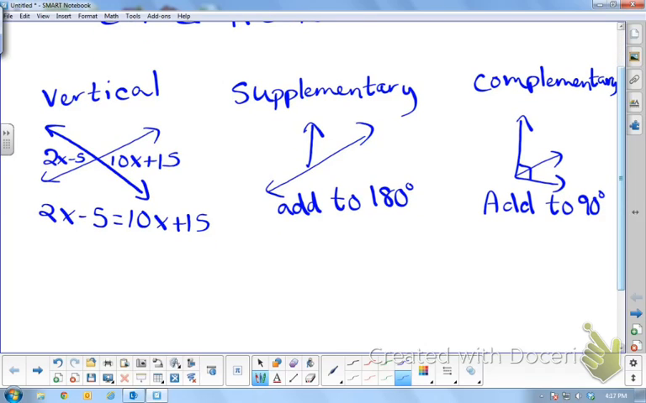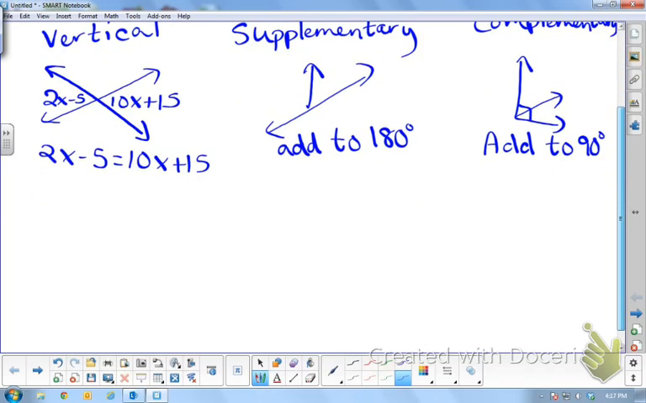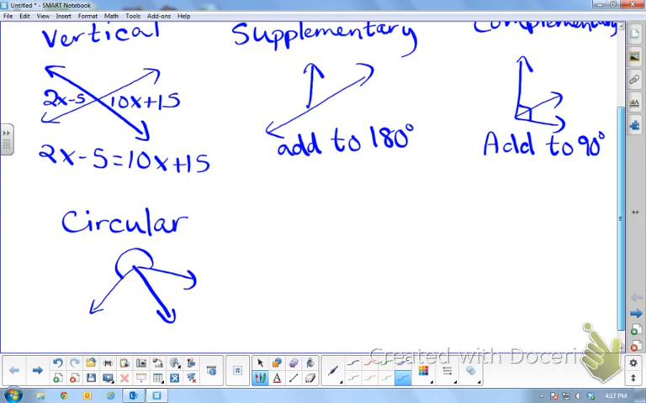And then we also had our circular type angle. Again, it doesn't have its own name. We had a couple of lines, and then the rest was filled in by a circle, and that adds to 360.